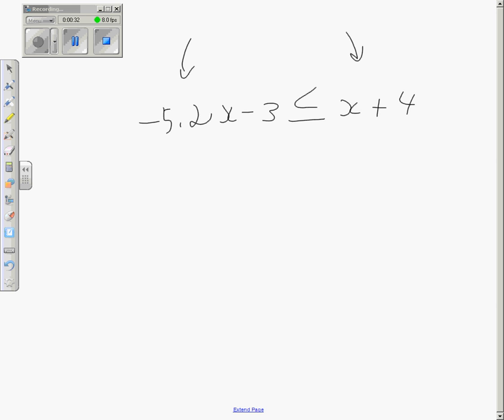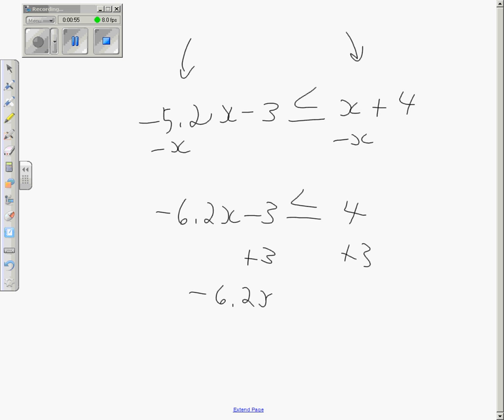What is the range of numbers that make this inequality true? So the first thing I'm going to do is subtract x from both sides, okay? And I'm going to get negative 6.2x minus 3 is less than or equal to 4. And then I'm going to add 3 to both sides, and I'm going to get negative 6.2x is less than or equal to 7.